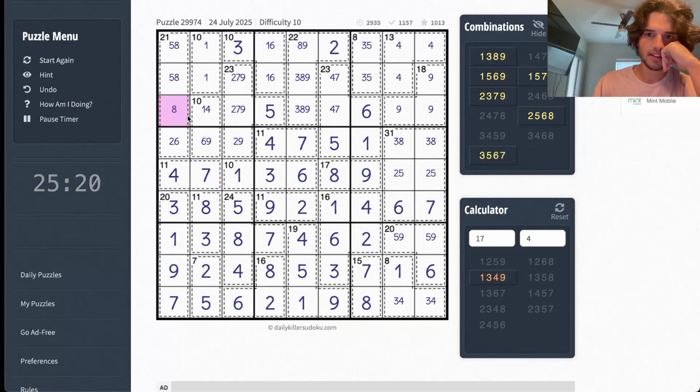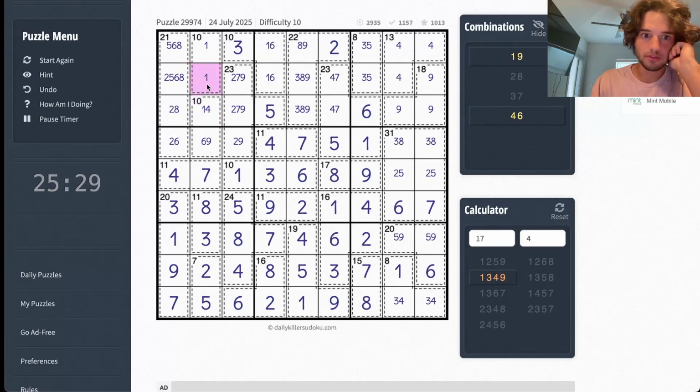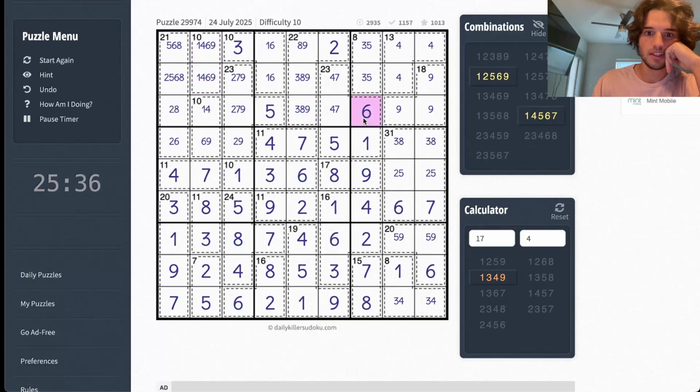It's 9, 5, 8. What did we have? 5, 8, 2, and 6. Might as well just pencil mark everything to finish this off here. And then 1, 4. We end up with 1, 9 or 4, 6 here. 6 here.